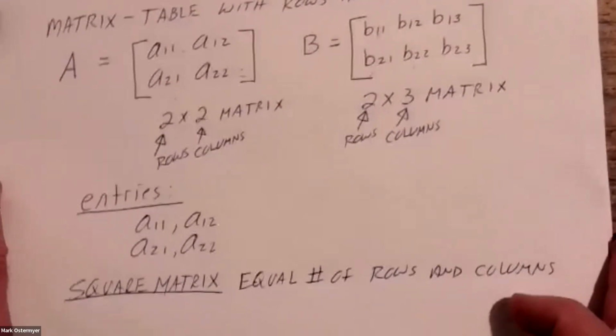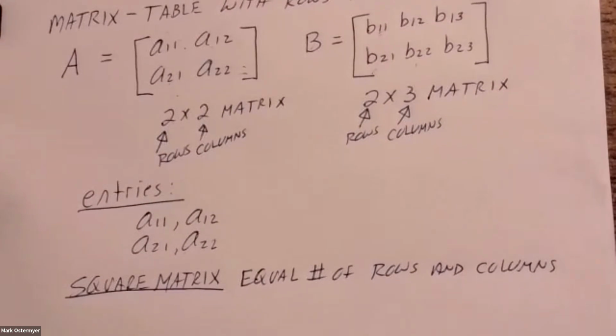So, I have a question. Yeah, go ahead. Can you go back to the part where it says square matrix? Thank you. A square matrix is a matrix that has the same number of rows as columns.